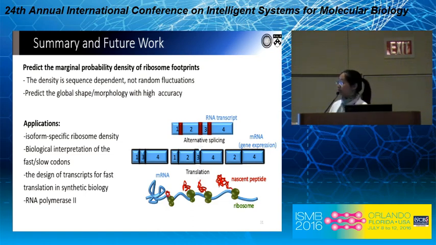Some interesting applications I mentioned at the beginning include isoform-specific ribosome density inference. If you have a ribosome sitting on an exon that is shared among many isoforms, it is hard to assign it to the correct isoform because ribosome footprints are fairly short. However, using our model, if we can predict the ribosome profiles, we can statistically assign these ribosomes to hopefully the correct isoform.